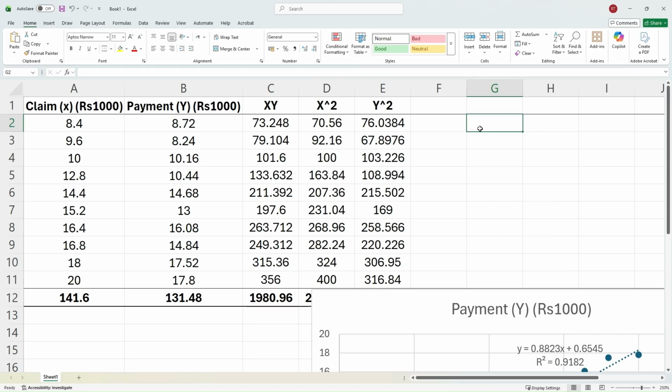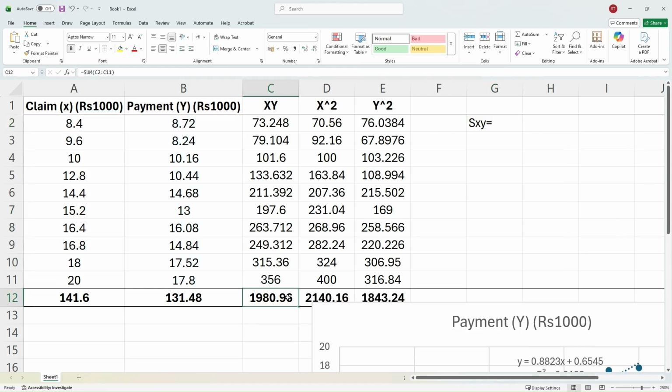I'm going to compute the sum of squares of xy. This is equal to this sum of squares of xy. You can follow where I'm clicking, please, just to ensure that we don't take too long. So the sum of squares of xy is equal to the sum of xy minus, divided by 10.